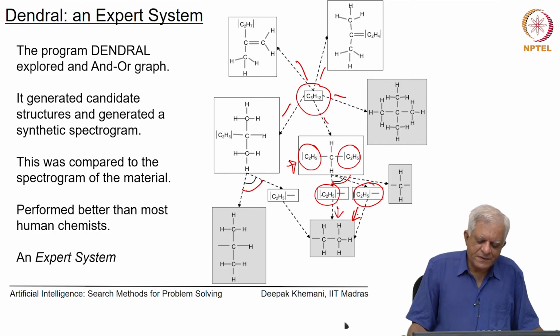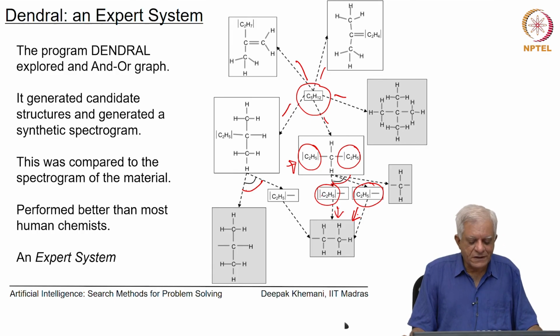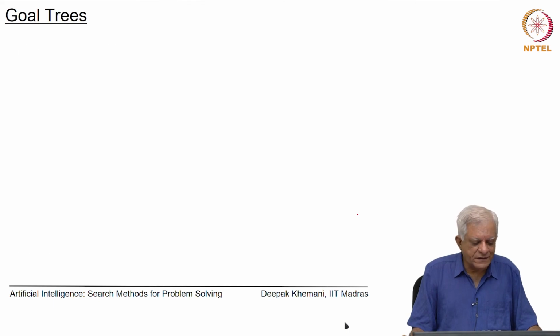So, these are 2 examples to motivate us to study how to explore AND/OR graphs, and we will do that in the next session, where we will look at this idea of goal trees. So, meet you then.